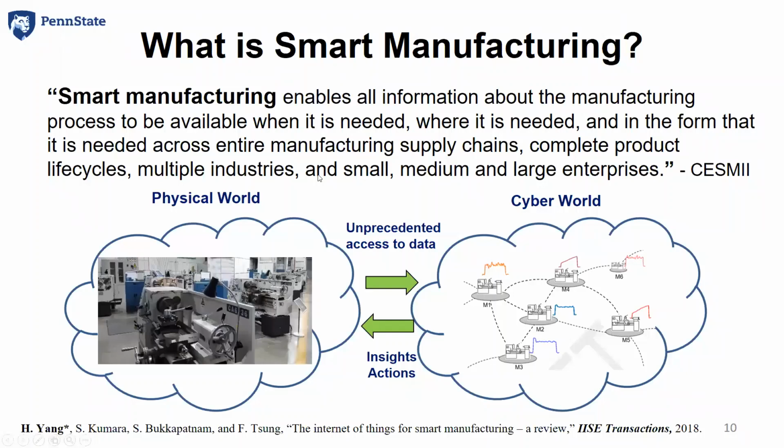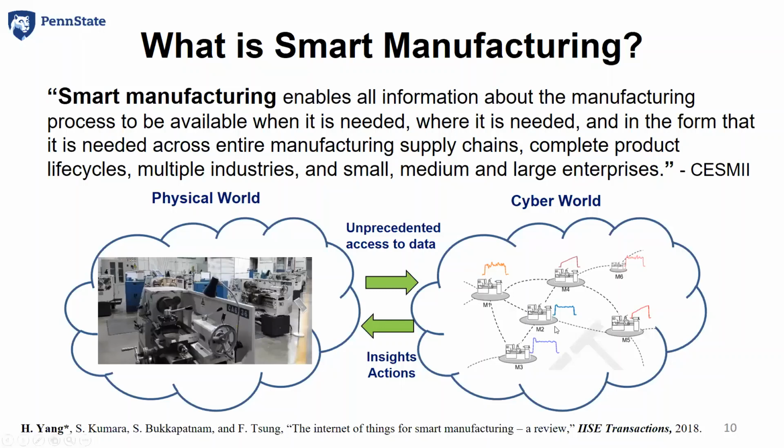Recently we had a review paper on Internet of Things for smart manufacturing in AI Transactions. What we are proposing is, as we can see here, in the physical world we have machines and manufacturing processes. On the right side we have the cyber world, where we can have virtual machines. But how can we bridge the cyber and the physical world? That is because of sensor networks and IoT sensors. We have unprecedented access to data.